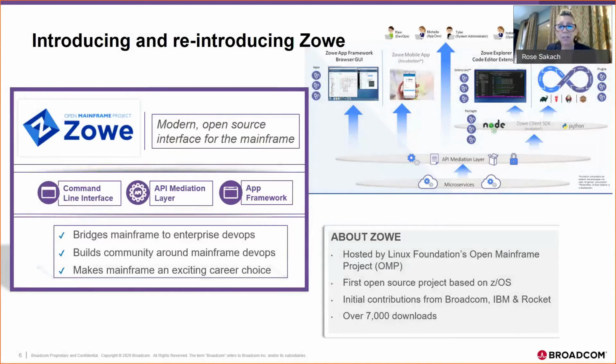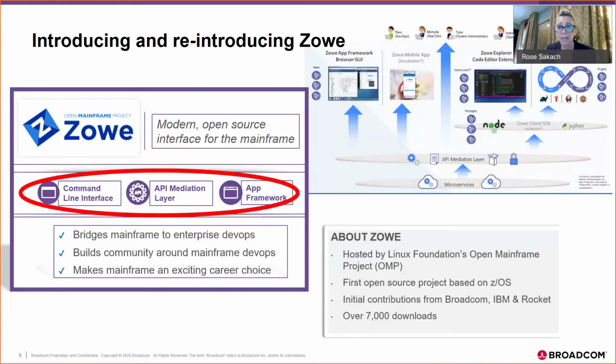Leveraging the power of the community with the collaborative expertise of key platform ISVs, Zowe introduced a modern interface to mainframe, allowing enterprises to manage, leverage, and interact with mainframes like any other platform. The three introductory components of Zowe, circled here on the left, include the command line interface, the API mediation layer, and the application framework, or Web UI.